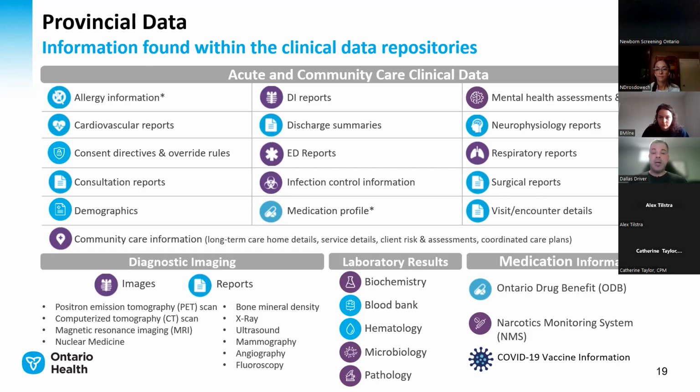So within there, you'll see, again, things like DI reports, discharge summaries, emergency department reports, which may be useful for your purposes, surgical reports, visit encounter details, all of that information that's contained within that patient's hospital record is contributed to us. And we do receive hospital records within Connecting Ontario for about 95% of hospitals in the province. So we capture nearly all of the records.